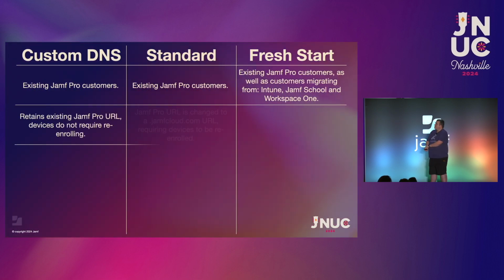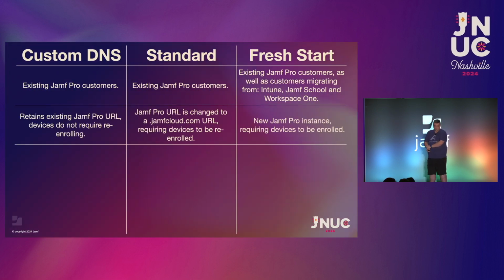So the major benefit of custom DNS is that you don't need to re-enroll your devices. You'll just move from your hosting to Jamf Cloud. There'll be some downtime, obviously, whilst one's off and one's on, but it's the easiest way to go forward. If it's a standard migration, that gives you a new URL, a different Jamf Cloud URL, so it'll be mycompany.jamfcloud.com. So you'll need to re-enroll your devices.